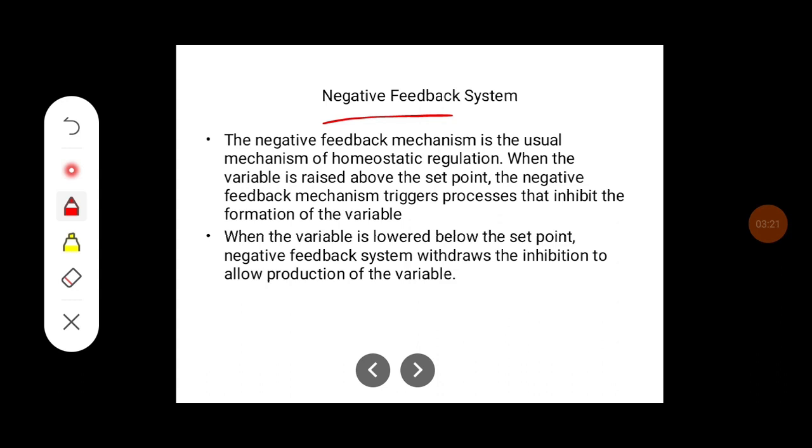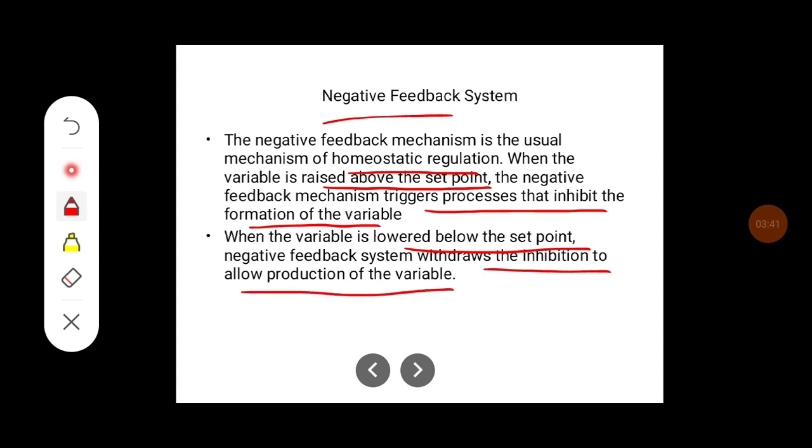Negative feedback mechanism. The negative feedback mechanism is a usual mechanism of homeostatic regulation. When the variable is raised above the set point, the negative feedback mechanism triggers processes that inhibit the formation of the variable. When the variable is lowered below the set point, the negative feedback system withdraws the inhibition to allow the production of the variable.